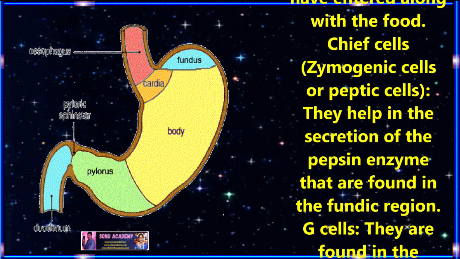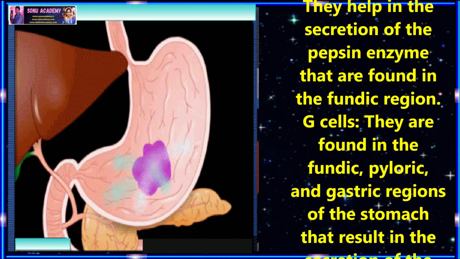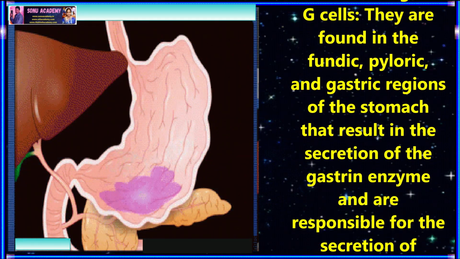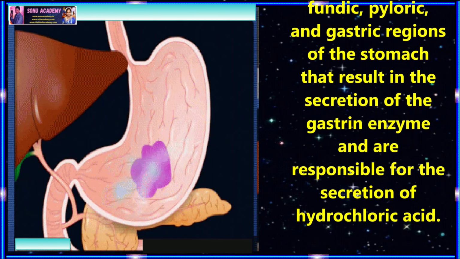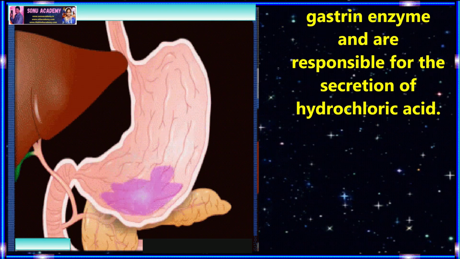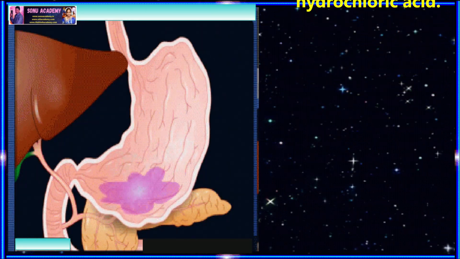Chief cells. They help in the secretion of pepsin enzyme and are found in the fundic region. G cells. These are found in the fundic, pyloric and gastric regions of the stomach and result in the secretion of gastrin, and are responsible for the secretion of hydrochloric acid.